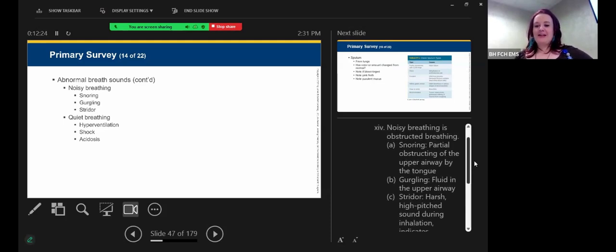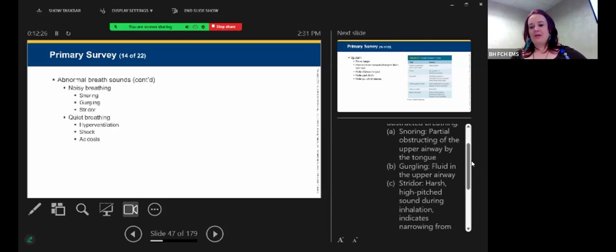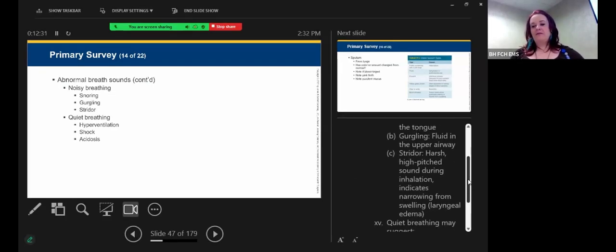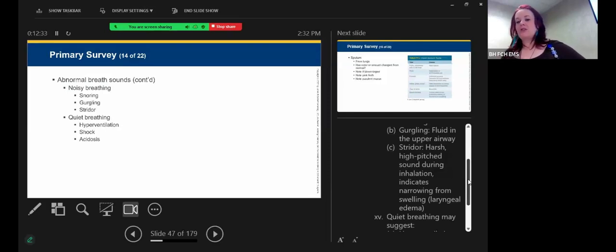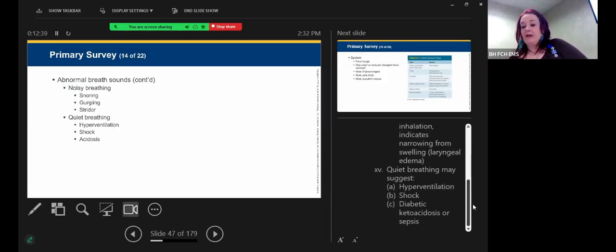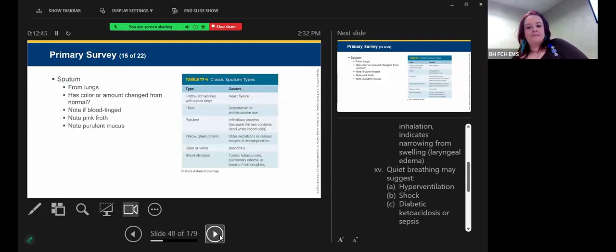So noisy breathing is obstructed breathing. We know this. Snoring is partial obstruction of the upper airway, mostly by the tongue. Gurgling is fluid in the upper airway. Stridor is a harsh, high-pitched sound during inhalation that indicates narrowing from swelling or laryngeal edema. Quiet breathing may suggest hyperventilation, shock, diabetic ketoacidosis, or sepsis.